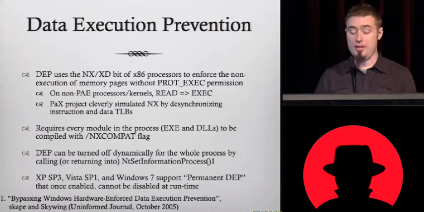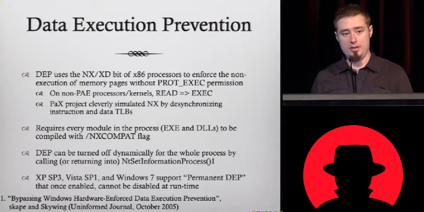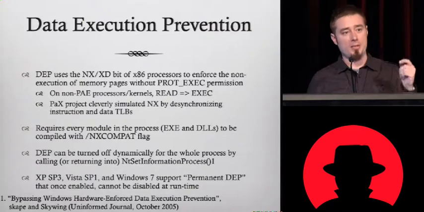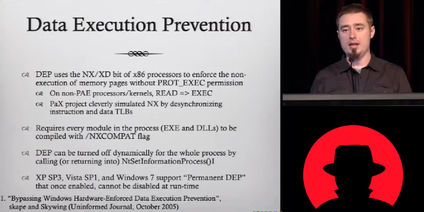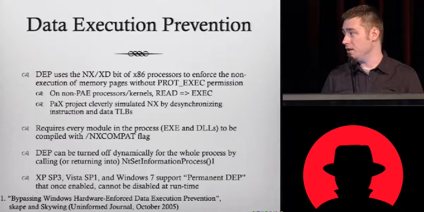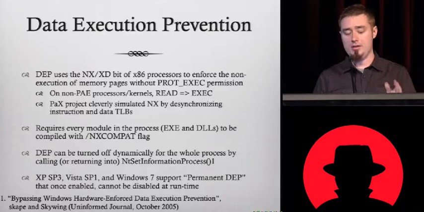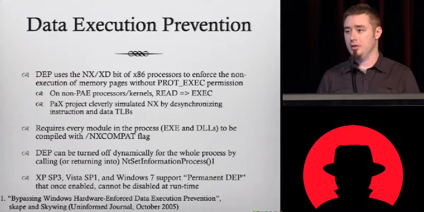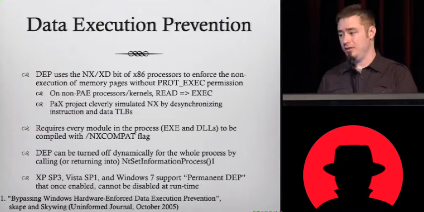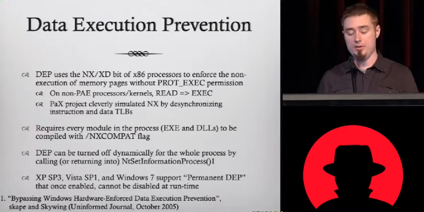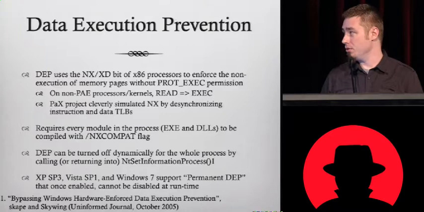So XP Service Pack 3, Vista, and later support permanent DEP, which cannot be disabled at runtime. However, permanent DEP requires applications to specifically enable it in many cases. So for instance, if you run IE7 on Vista, like Vista SP1, which has permanent DEP, it won't opt into it. You need to run IE8 on a supporting operating system to actually use permanent DEP, where you can't do this 5-year-old trick.